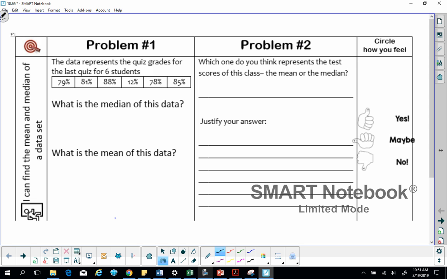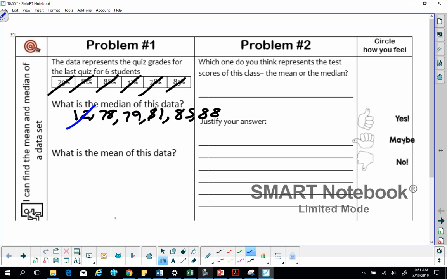So when I do that, I go, okay, what's the smallest one? 12. 78. 79. Then 79. 81. 85. 88. Now I can cross out one at a time. So I'm trying to find the middle. So 1, 1, 2, 2. There's 2 in the middle.